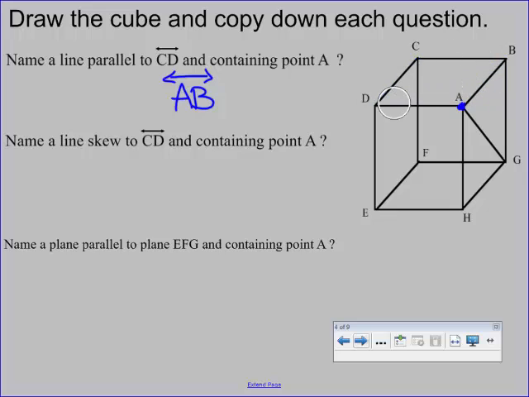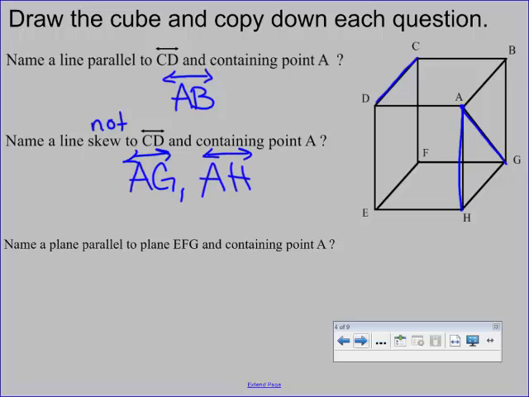Number 2 says, name a line skew to CD. So let's go ahead and find CD again, but it also has to contain point A. Remember, skew means not coplanar, so it can't be AB again. But if you take a look, AG is not on that same plane, so that is one answer choice you could have. There's a second one that contains point A. That is the line AH. So these 2 are acceptable answers for a line that is skew to CD.